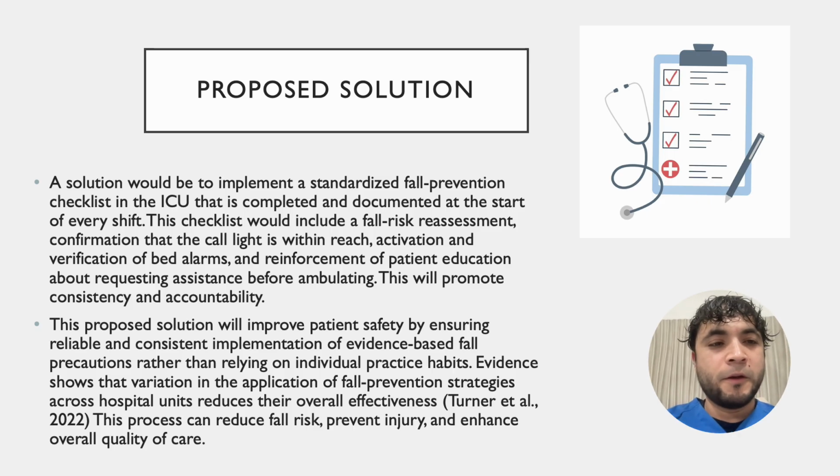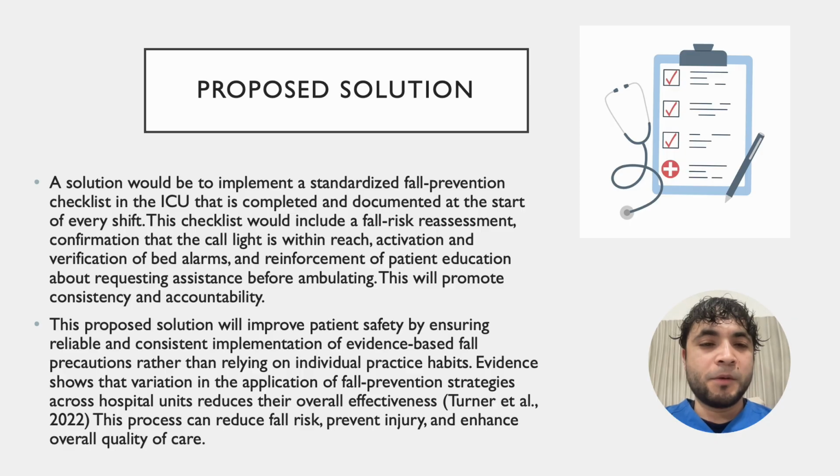Proposed solution. A solution would be to implement a standardized fall prevention checklist in the ICU that is completed and documented at the start of every shift. This checklist would include a fall risk assessment, confirmation that the call light is within reach, activation and verification of bed alarms, and reinforcement of patient education about requesting assistance before ambulating. This will promote consistency and accountability.